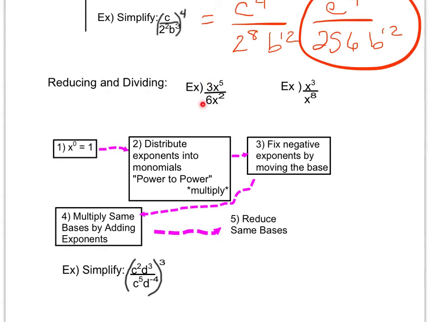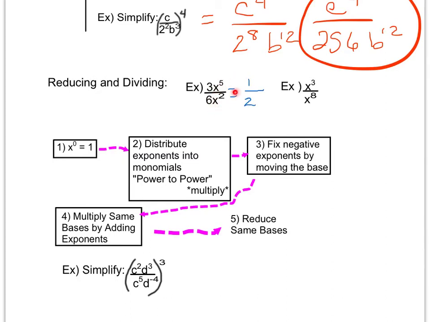So when you see 3 over 6, you've worked with fractions like 3 over 6 many times. I can reduce both of those by 3, so I'm just reducing like normal, which would give me the 1 on top and the 2 on the bottom.